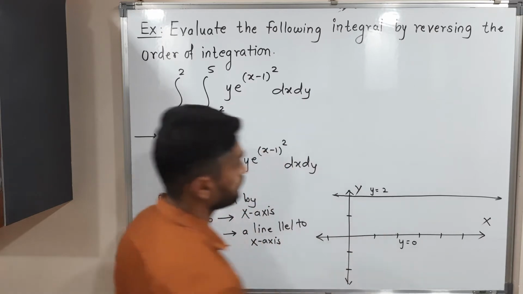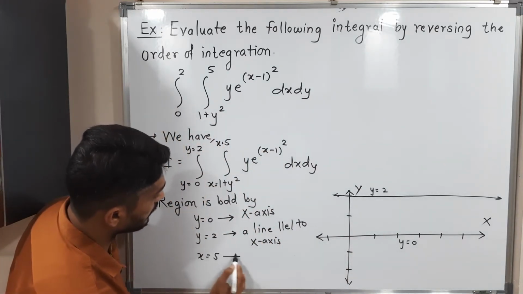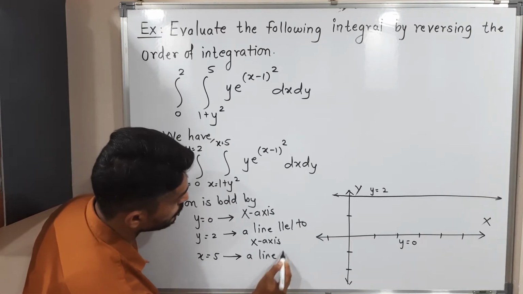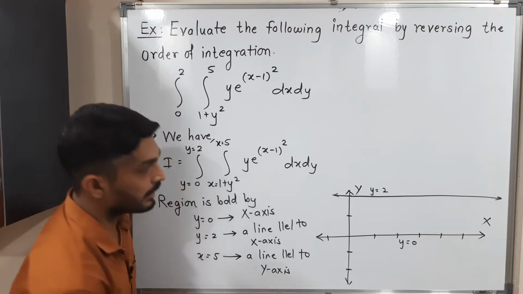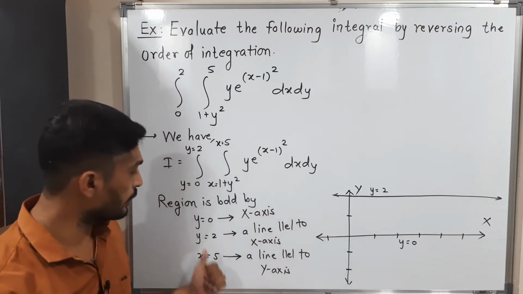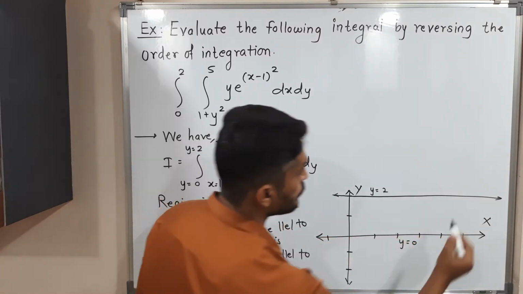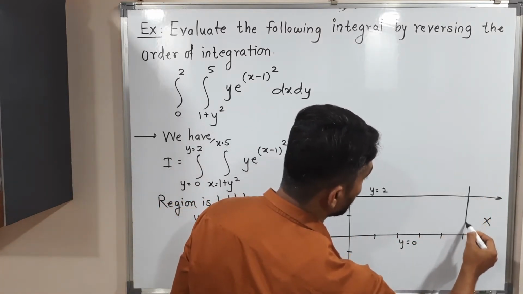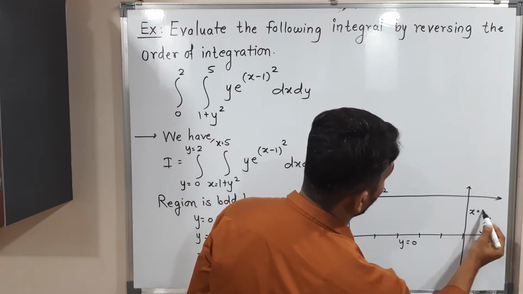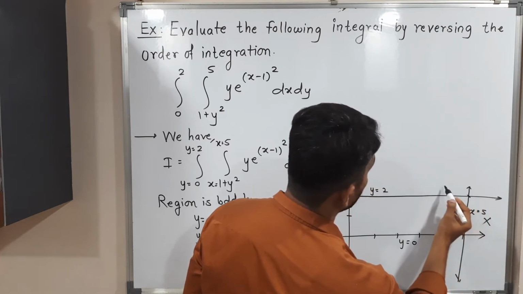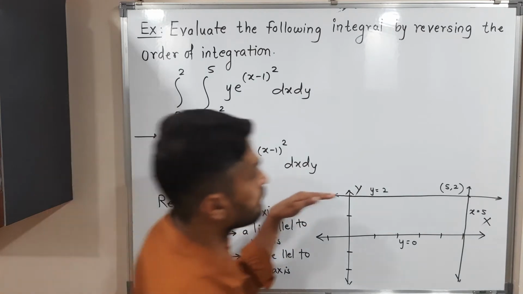Next, x is equal to 5. Again, it is a line which is parallel to the y-axis, a line parallel to the y-axis which passes through x is equal to 5. Where is x is equal to 5? 1, 2, 3, 4, 5 here. So we will have a line like this. This is x is equal to 5. So the point of intersection of these two lines is obviously (5, 2).